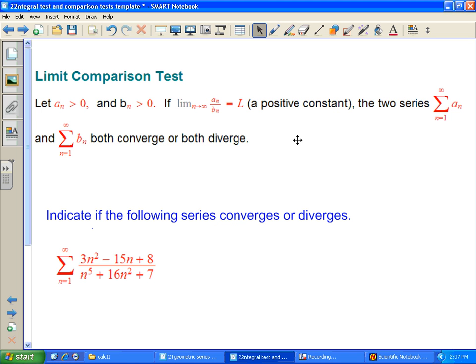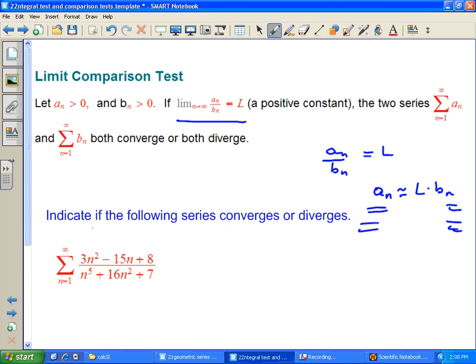This is how I remember this test. If the limit is a finite answer, I look at it as a sub n over b sub n, for all practical purposes, is a finite answer, that ratio. After a certain point, yes. But in other words, this tells me that a sub n, roughly speaking, is a constant times b sub n. So if this one converges, this one converges. This one diverges, this one diverges. So they are very similar, basically, okay? If the ratio is a finite answer, then they're going to behave the same way. That's all it is saying.